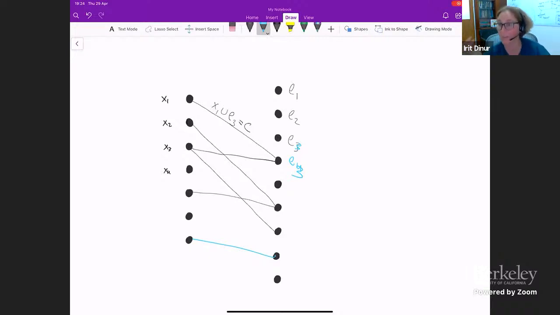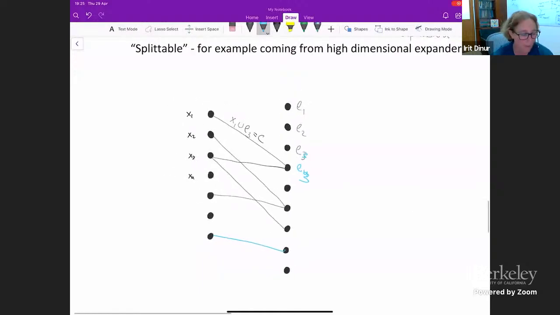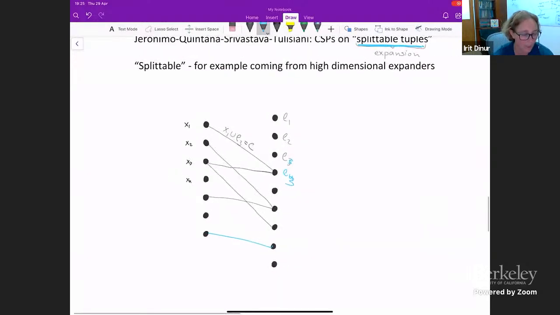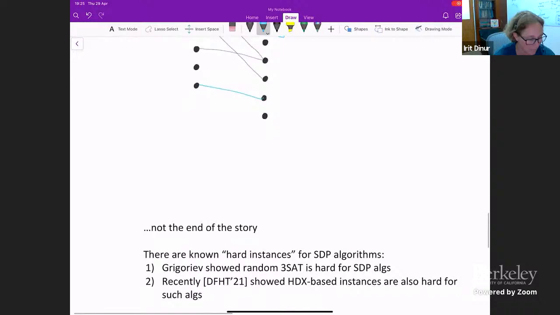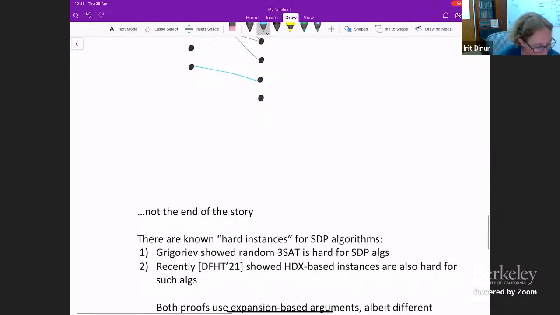Once the three-set becomes dense, then the graph might be more connected. Anyway, an instance is splittable if this graph is expanding, and when this graph is expanding, you can again apply these techniques like the regularity lemma and get better algorithms. Okay, so this is my last.